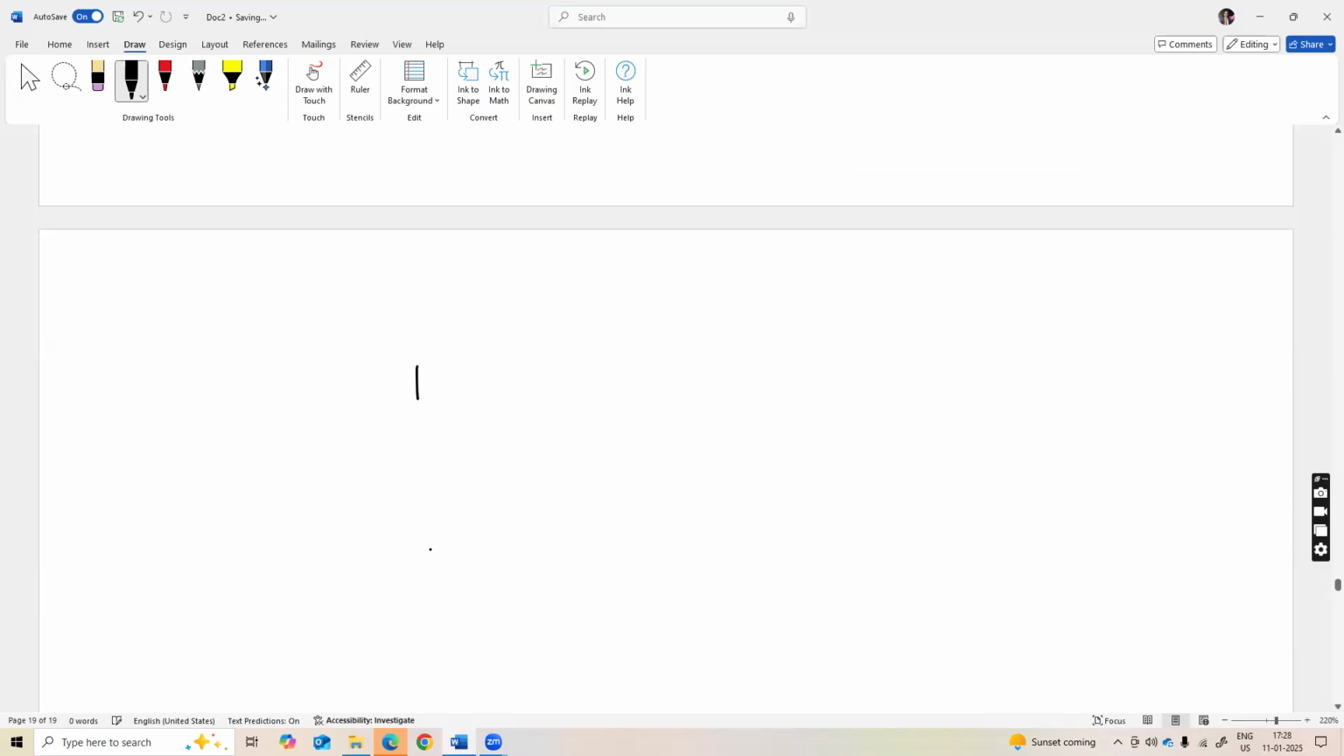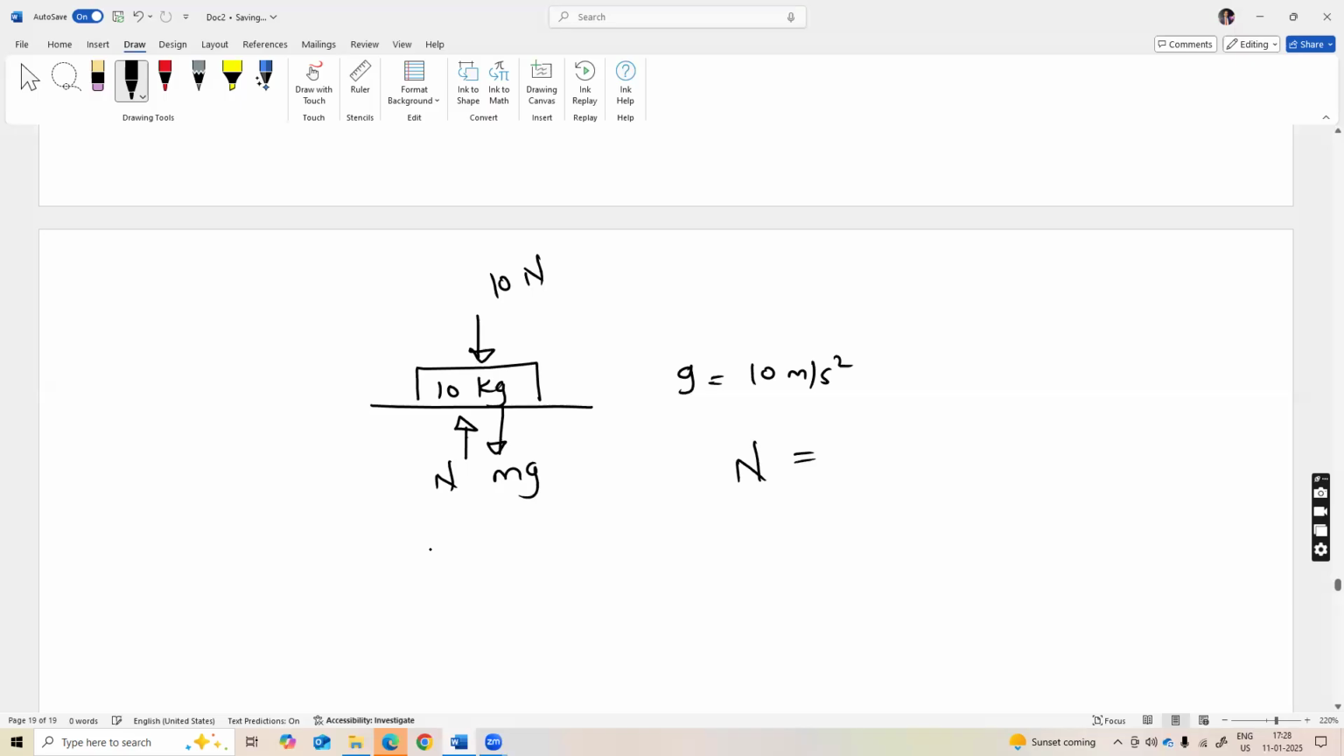So let's say, for example, now you have one object of 10 kg, and acceleration due to gravity is 10 meter per second square. Let's say you have applied a force of 10 Newton from the top, and we know that N is the normal reaction, which is acting upward. Here mg is also acting downward. So if you balance the forces, N will be equal to mg plus 10. M is 10, g is 10, 10 into 10, so this is 110 Newton.